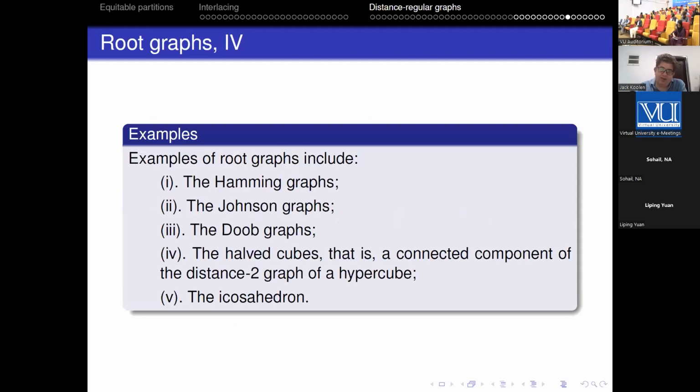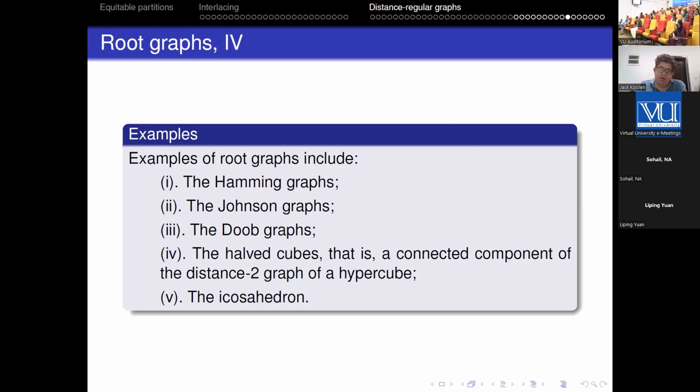And there are many examples of good graphs. You have the Hamming graph, the Doob graph, the Johnson graph, the half cubes, the two-graph of the hypercube and the icosahedron, for example. But you have many more. Not so many more, only a few more.